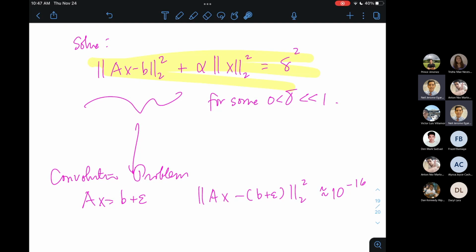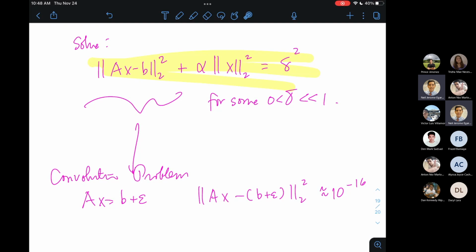Kasi nga, kapag ka meron ka number of magnitude 10 to the minus 16 or less, kapag ka ginagamit mo siya sa computations, virtually zero yung nagagamit. So it doesn't make sense to use that alpha because I'm just going back to the least square solution. Kasi si alpha napakaliit na from the point of view of the machine.